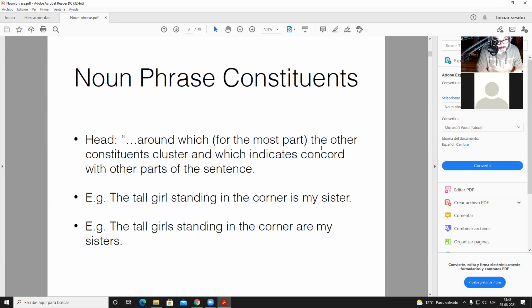So let's take, for example, the first example, right? The tall girl standing in the corner is my sister. In that case, we can see that the sentence is created by one clause, which is created by at least 1, 2, 3, 4 different phrases, right? Well, 3 phrases, in fact. Then the concord made by the noun girl can be perceived or traced to the determiner, the, and to the verb phrase because of its form, right?